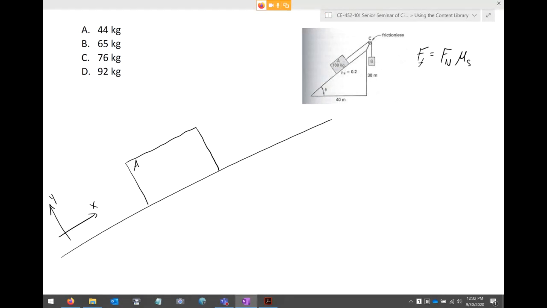Okay, so that's my block A. Now, this is a block and it has a mass. Okay, so the first thing we have to do is draw the weight of this block, and weight is always going downward every time. Okay, so this is going to be our weight. Weight is mass times gravity, and mass is 100 kilograms.